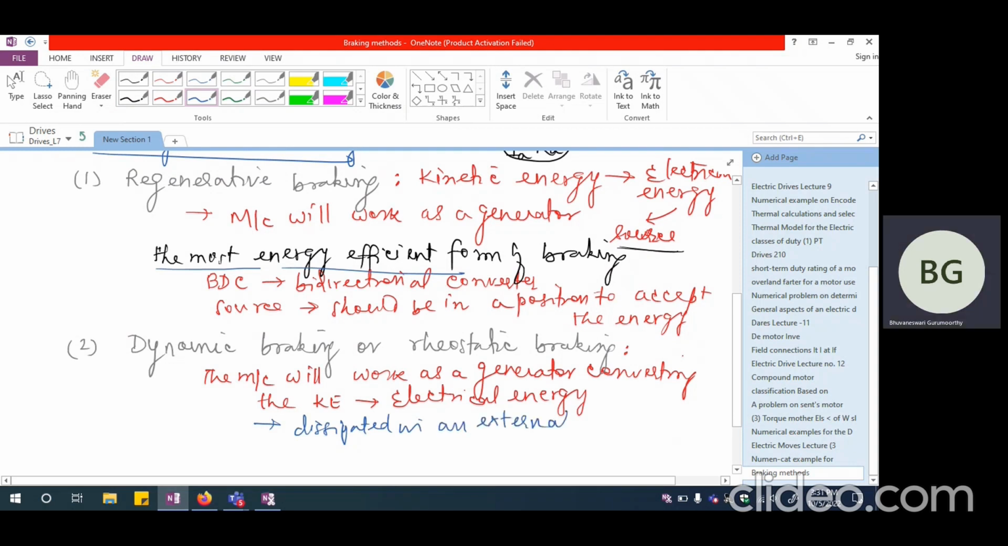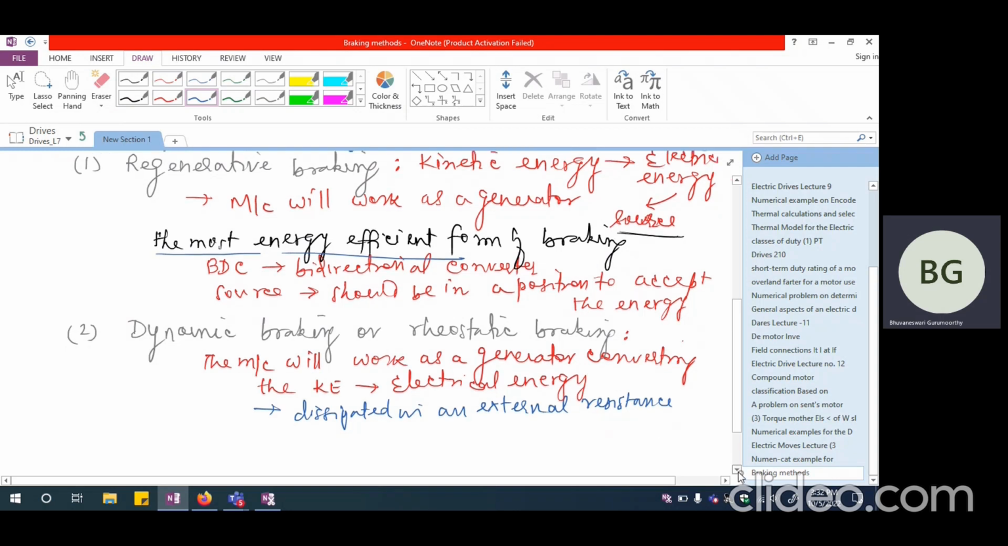The only thing is the external resistance value can be adjusted as per our requirement, so that if you want to dissipate it really fast and stop the motor fast, you should be able to do it. But if you want to do it very slowly and gradually, that can also be done. So dynamic braking or rheostatic braking is basically wastage of electricity in an external resistance, but that can be done as per the requirement, whether you want a fast stopping of the motor or slow stopping of the motor.